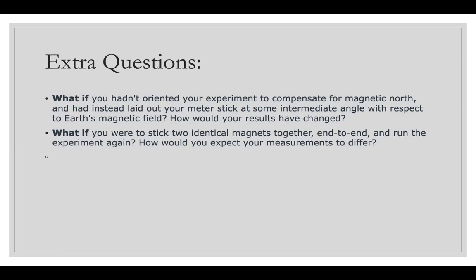And what if you were to stick two identical magnets together end to end and run the experiment again? How would you expect your measurements to differ? So there would be two dipoles here. And depending on the orientation of it, you would have to use the law of superposition to determine the net magnetic field at a distance r from this configuration. And depending on how you oriented them, you could actually cancel it out and have no effect on the magnetic field at that distance r. You could orient it so that it would be twice the field at distance r. It depends on how you oriented them.